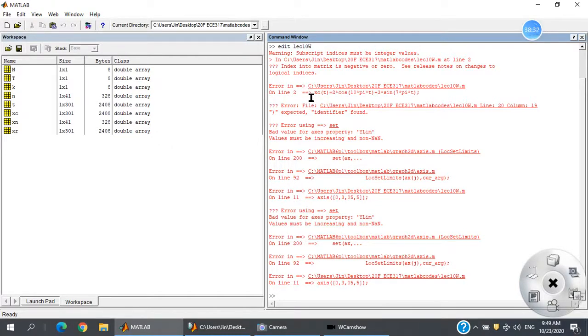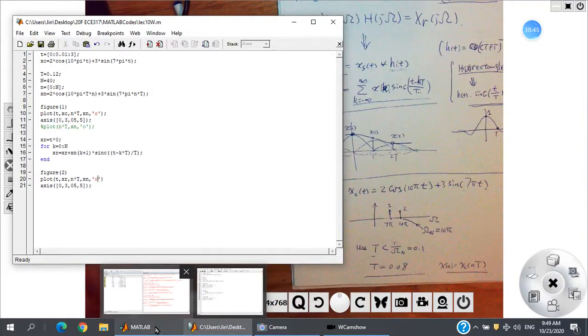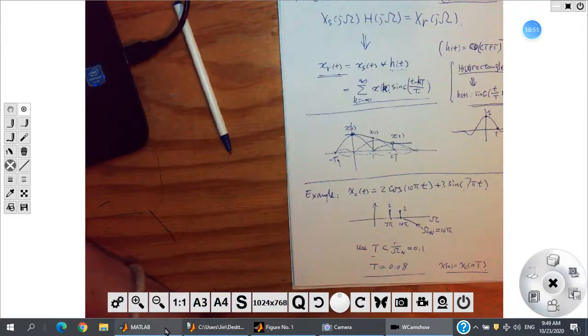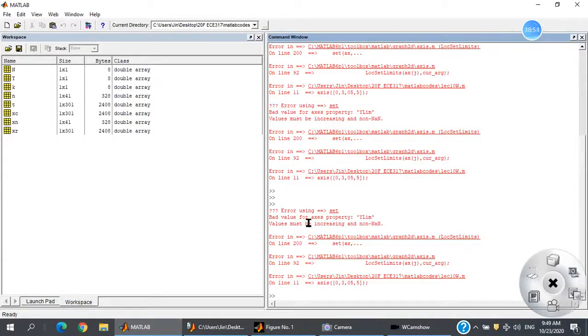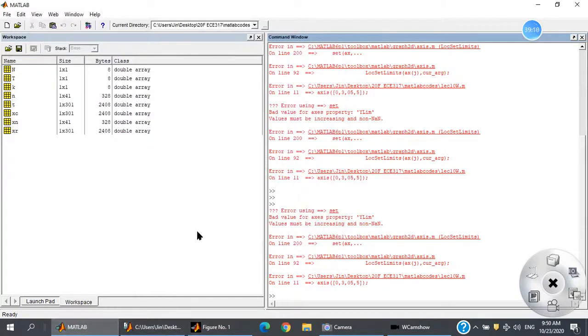On line 2, oh, I have, that is fine. So what is the error? Okay, try again. I don't know which one is which, right? So run again. Okay, now I can see the arrows. Arrows at Y lim. Values must be increasing and non-NaN. Okay, I'm increasing, right? Or why are they changing the location? Sorry.